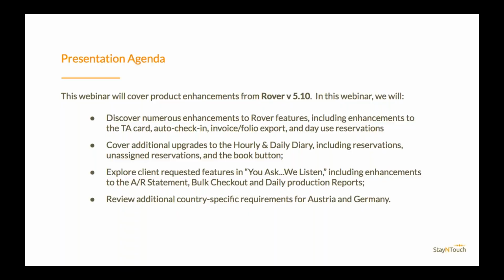Moving on to the presentation agenda, we are going to cover a number of different product enhancements from Rover version 5.10. We're going to look into numerous different types of product enhancements to Rover's features, including enhancements to the TA card, auto check-in, invoice and folio export, and day use reservations. We're going to cover additional upgrades to the room diary, including reservations, unassigned reservations, and the book button. We will also look at features covered in the You Ask, We Listen section.